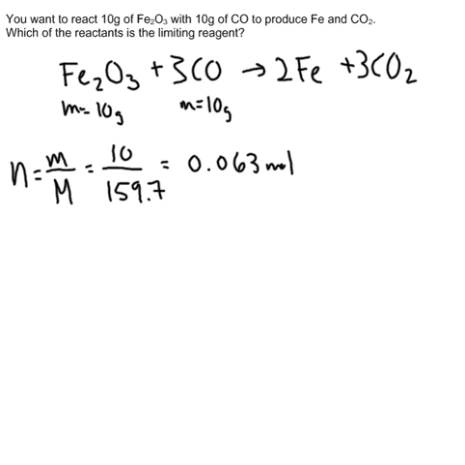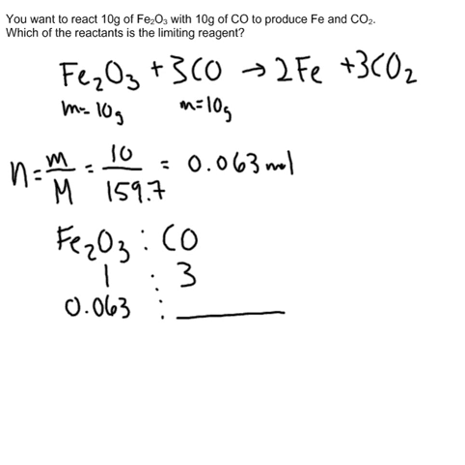Now what I want to do, very similar to stoichiometry, is compare the mole ratio between the two reactants, iron(III) oxide and carbon monoxide, and that is a 1-to-3 ratio. So if I take my 0.063 moles of the iron oxide and multiply it by 3 and divide by 1, I get 0.189 moles, which would be exactly 3 times the number of iron(III) oxides. That would be a perfect ratio, meaning there'd be nothing left over and not too much of anything.